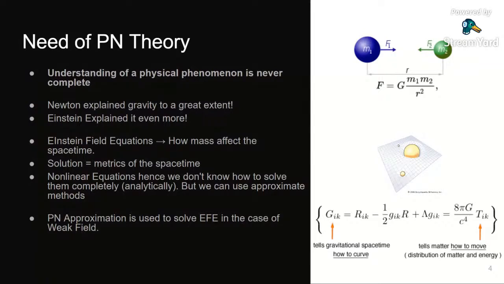One of the methods to solve the Einstein field equation is called the post-Newtonian approximation. This approximation is used to solve the equation in the domain of the weak field zone. Weak field means that if we are very far away from a heavy body, that would be a weak field zone. Or if there is an event happening and we are not in the direct vicinity of the heavy mass, then we are in the weak field zone. And post-Newtonian approximation is used to solve this equation in this zone.